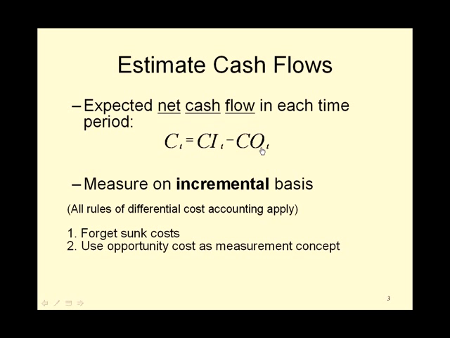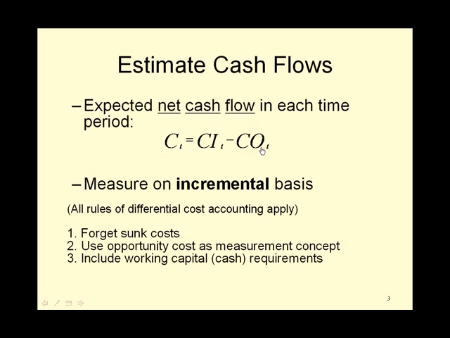And that is to use the opportunity cost of an asset or a resource as a measurement concept. So using our land example, if we can sell the land now for $3 million, and that's the best alternative opportunity for using that land, then the true or differential cost associated with using the land in this new business is $3 million.